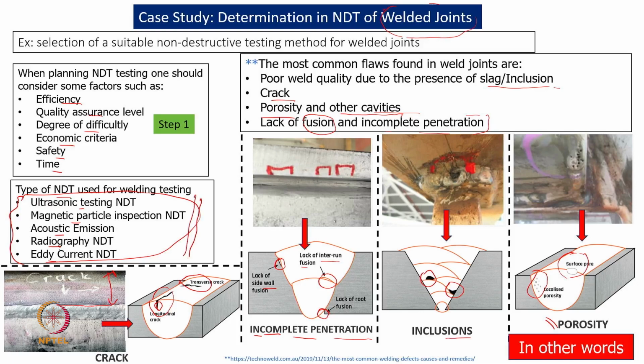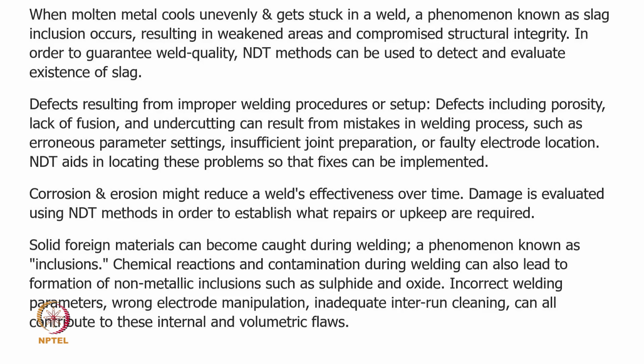So, let me reframe what kind of different flaws there are. Whenever molten metal cools unevenly, there is a problem; if it is even cooling then there will not be a problem, but mostly the uneven cooling creates a problem. Reason being, even the liquid gets trapped in the weld itself. Somewhere the solidification happens and somewhere the liquid remains trapped inside. This is one possibility, and that is why we call it slag or inclusions. And what will be the result of that? It will weaken the area, and it will really compromise the structural integrity. So, wherever the flaw comes, it is going to compromise the structural integrity.